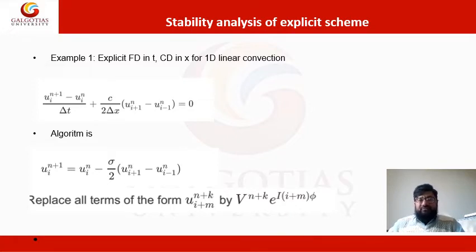In explicit schemes there is only one unknown, and this unknown is expressed in the form of other known terms. So we can simply calculate our unknown term, which is the value of u at the future level. Here sigma is defined as c delta t by delta x, which is the CFL number, called the Courant-Friedrichs-Lewy number, upon which the stability criterion is built, and thus it poses a constraint on the time step.